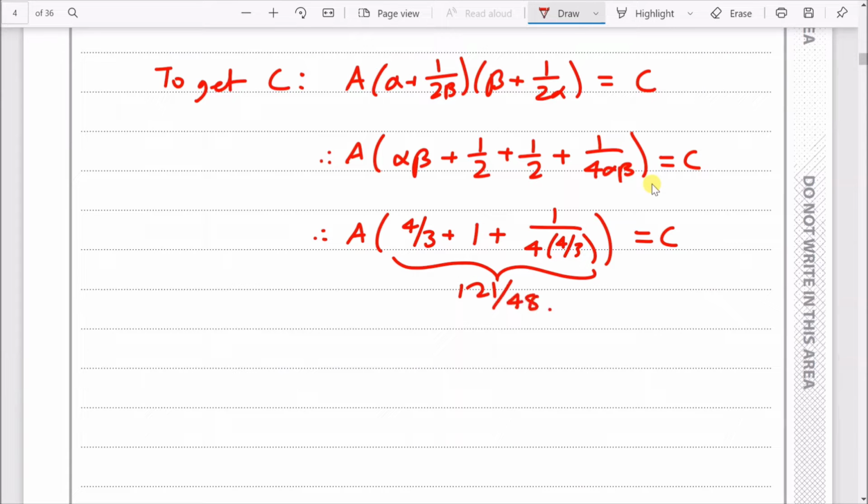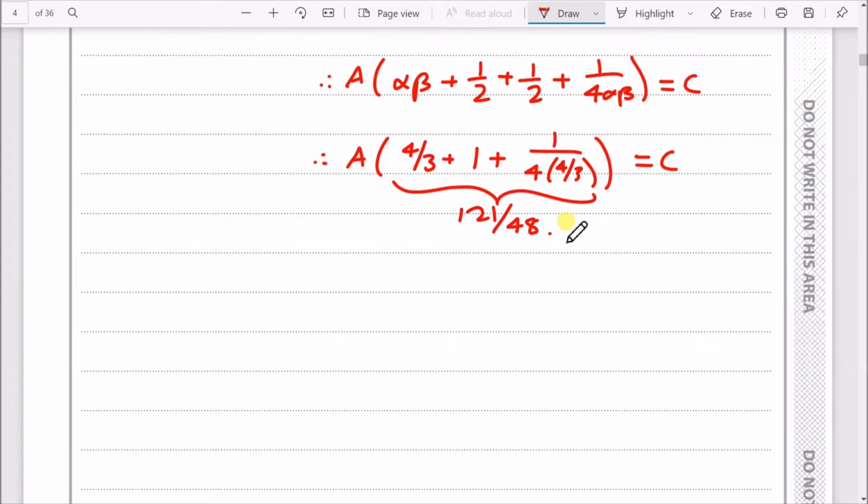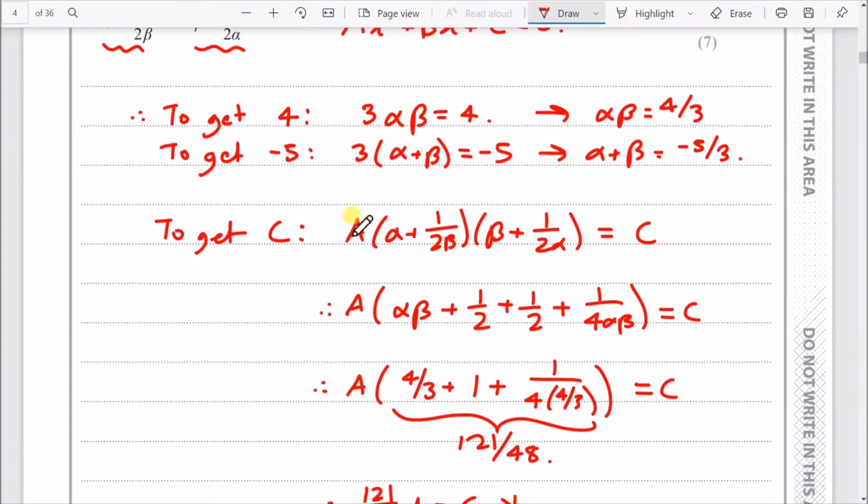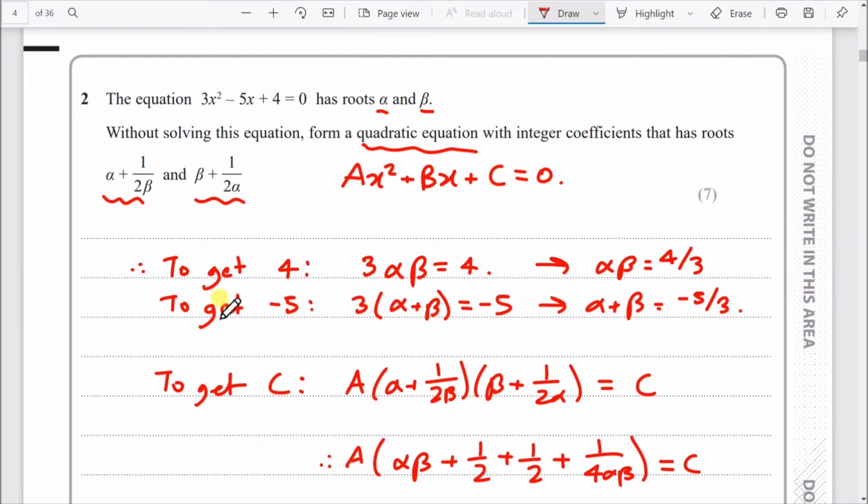So take your time, guys. Put this in a calculator, see if you can get that result. Now you have this result, you can say you're going to have A times that coefficient, so it'll be 121 over 48A, and that equals C. So we'll leave this one here. We found C so far. Now let's try and find the second term. Just like how we found -5, let's find B.